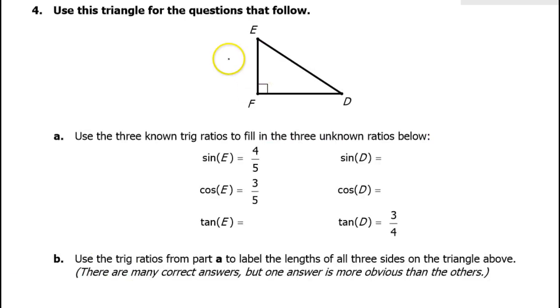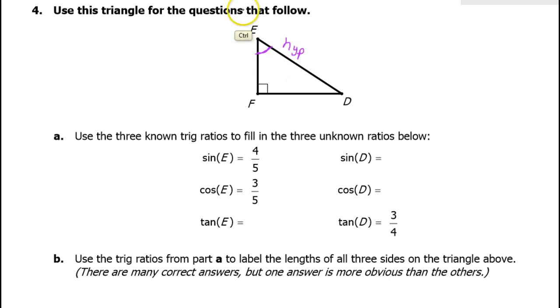Number 4, use this triangle for the questions that follow. Use the 3 known trig ratios to fill in the 3 unknown ratios. Okay, so these 3 on the left are written from the perspective of angle E. So first of all, the hypotenuse is always the hypotenuse no matter what. So that's definitely the hypotenuse, across from the 90-degree angle.